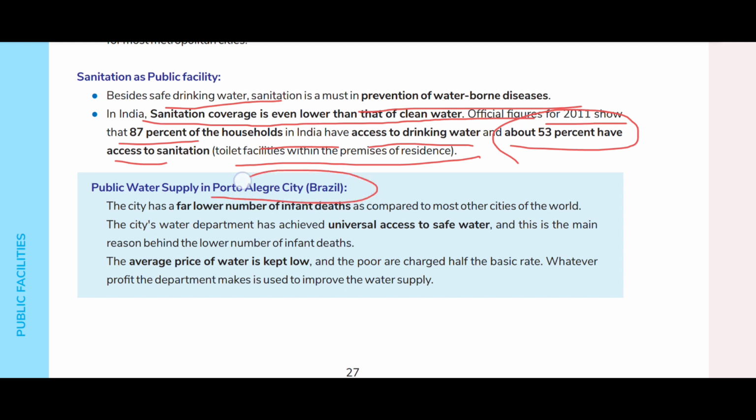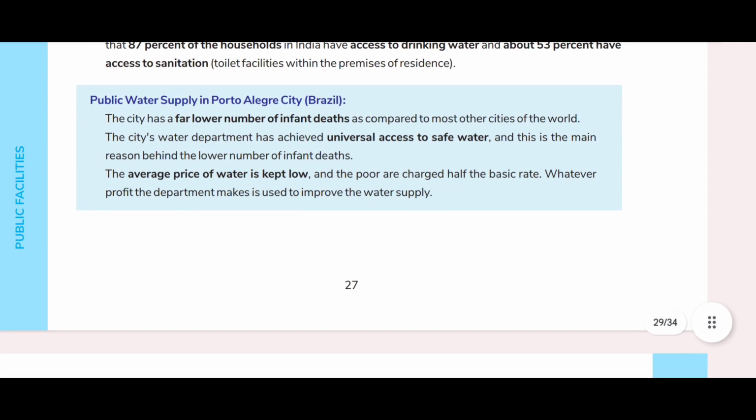Public water supply in Porto Alegre city, Brazil. The city has a far lower number of infant deaths as compared to most other cities of the world. The city's water department has achieved universal access to safe water, and this is the main reason behind the lower number of infant deaths. The average price of water is kept low, and the poor are charged half the basic rate. Whatever profit the department makes is used to improve the water supply.